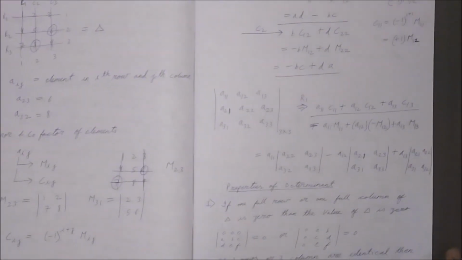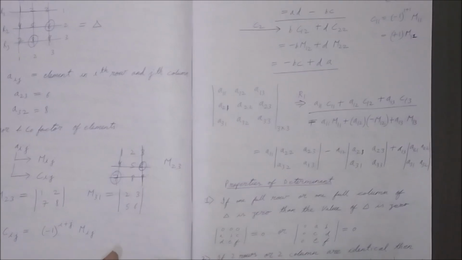Hello everyone. So today we will start with property number 2 of determinants. If two rows or two columns are identical, then the value of the determinant equals 0. Example: A A A, B C D. So here two rows are identical, that is, the same. So the value of this determinant equals 0.